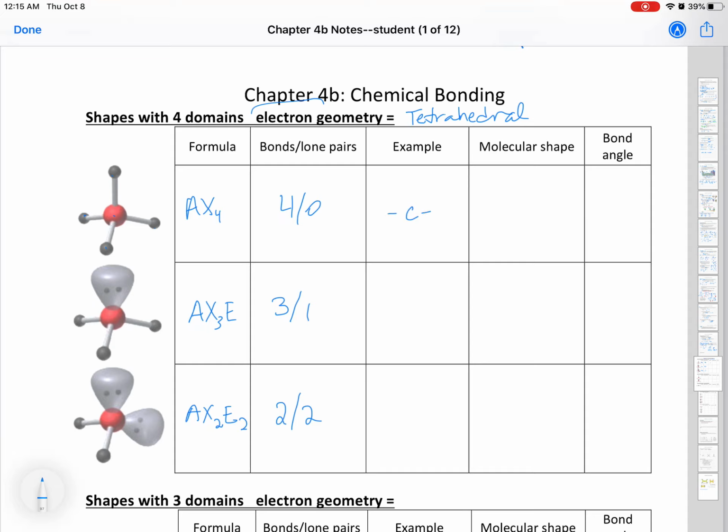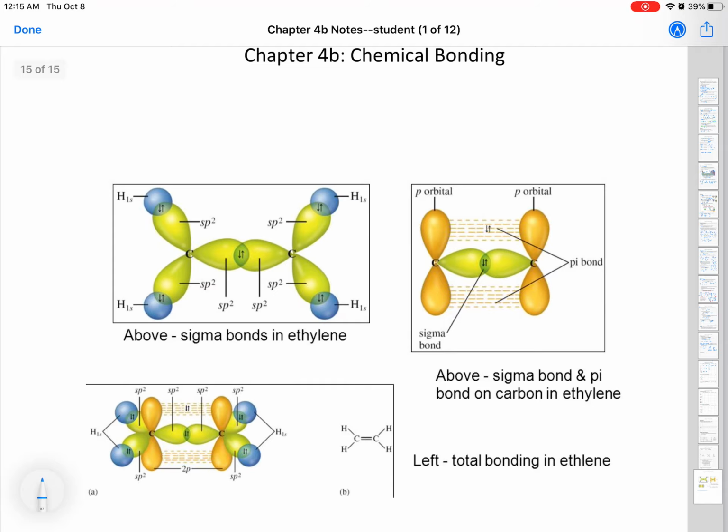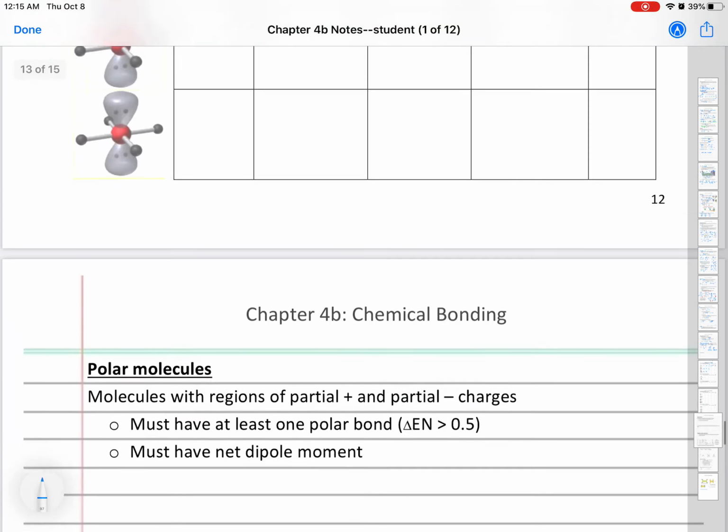So an example that we've already done with this one would be methane, CH4. And we call this shape tetrahedral. And the bond angle between those hydrogens is 109.5 degrees. For the second one here, a good example would be ammonia, NH3. The nitrogen has a lone pair and 3 bonding domains. And this shape is called, oopsie daisy.